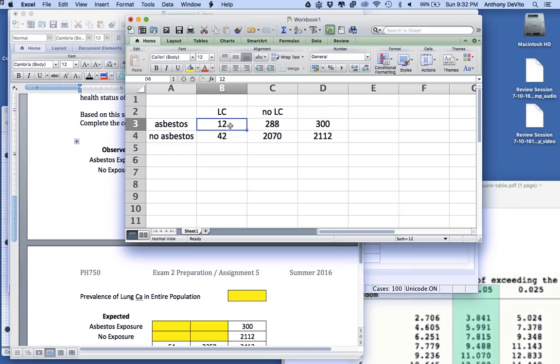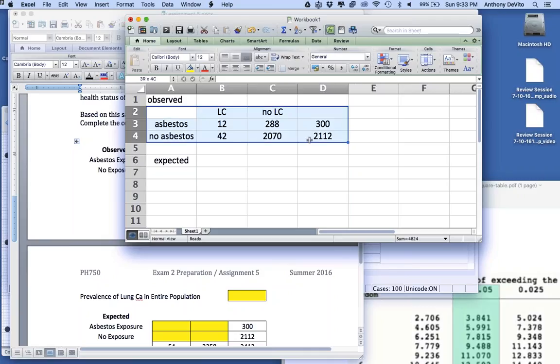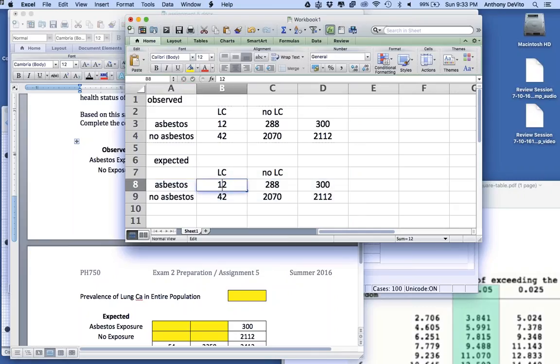Now in order to calculate the chi-square value, I have to create another table which has my expected values. So this is observed, and now I'm going to create a table of my expected values. I know I made one up. I guess I didn't upload it for some reason. I'm going to just copy this and paste it here for starters, and then I'm going to delete these numbers.